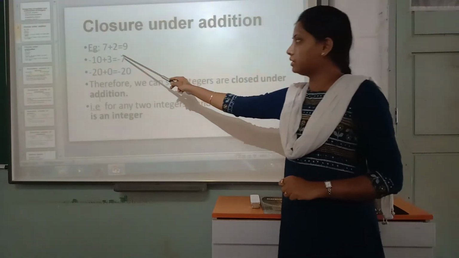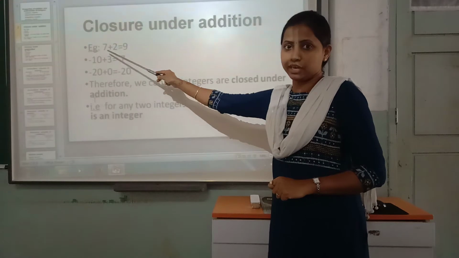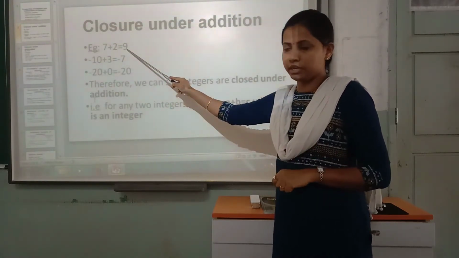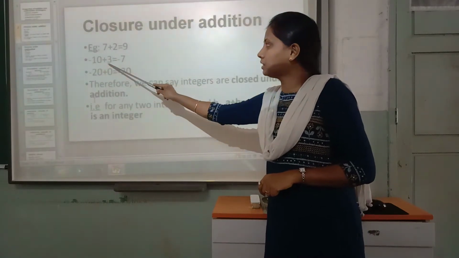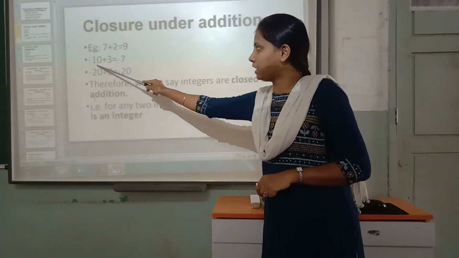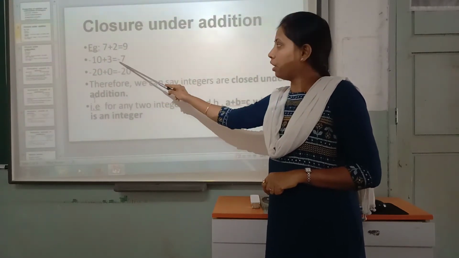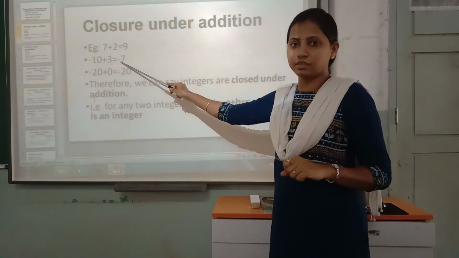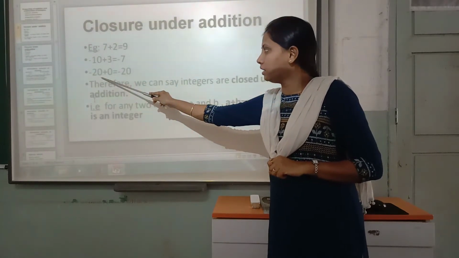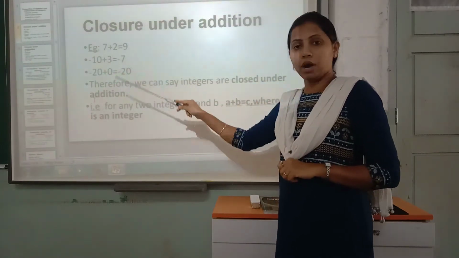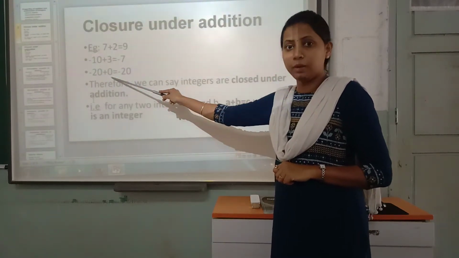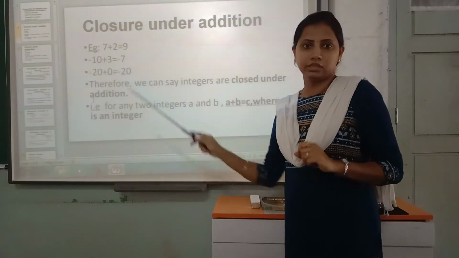For example, you can see here 7 plus 2. 7 and 2 are two integers. When you add these two, you get 9. 9 is also an integer. Next example, minus 10 plus 3. Minus 10 is one integer, 3 is another integer. a represents minus 10, b represents 3. So what you get? Minus 7 as the sum, and minus 7 is also an integer. Next example, minus 20 plus 0 gives you minus 20. So minus 20 is an integer, 0 is also an integer, and their sum is also an integer.